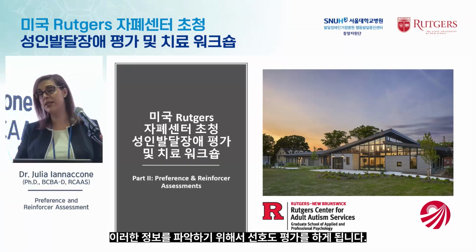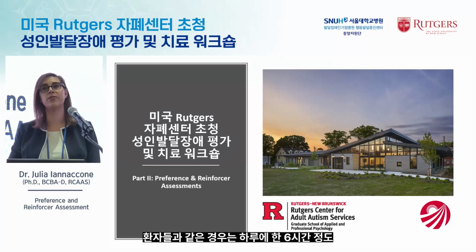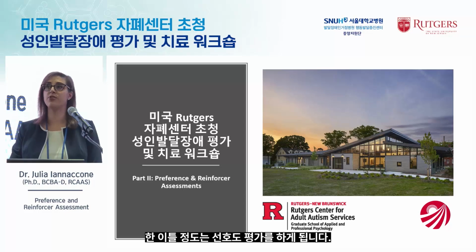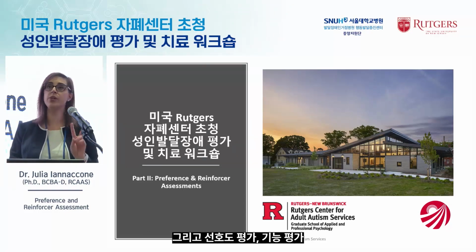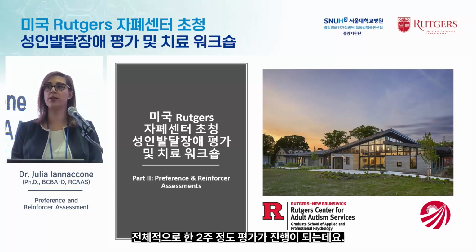For us, again, the patients are with us for 6 hours a day. It takes us about 2 days to get all of our preference assessments done. And then usually we start doing our functional analysis shortly after that. And altogether, our assessment phase usually takes about 2 weeks. And then at that point, we can determine how long they might be a patient with us.